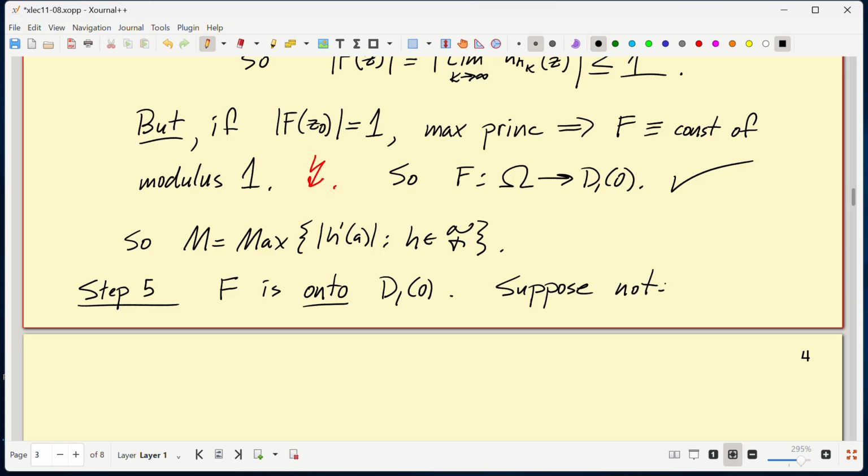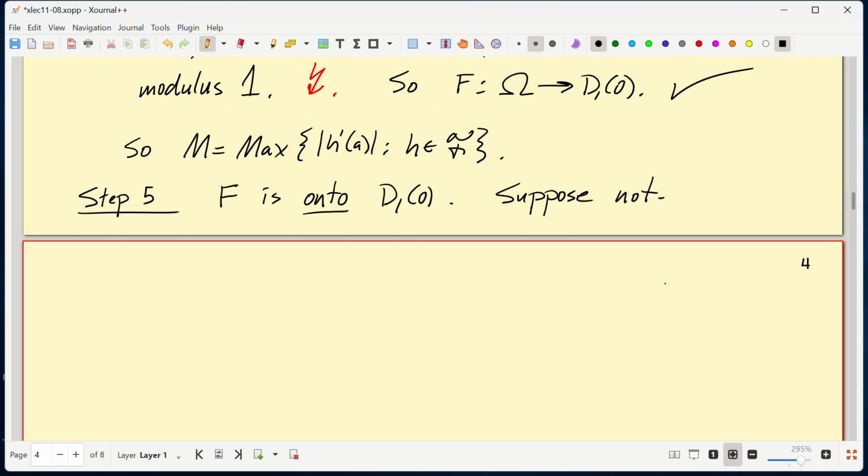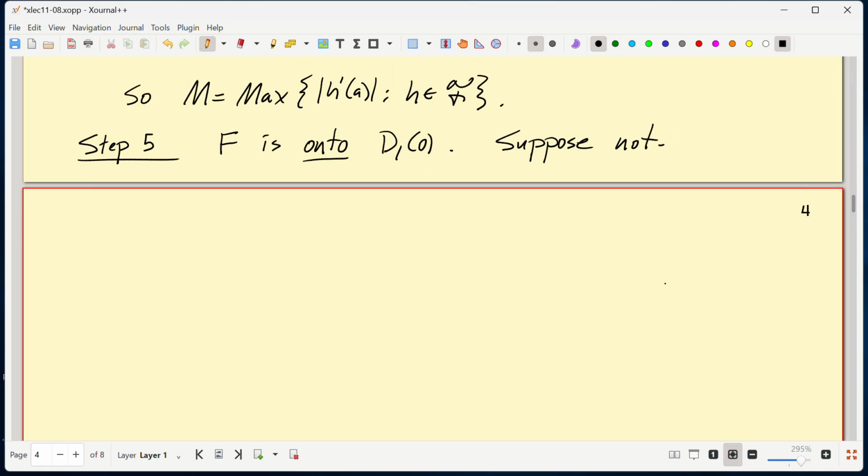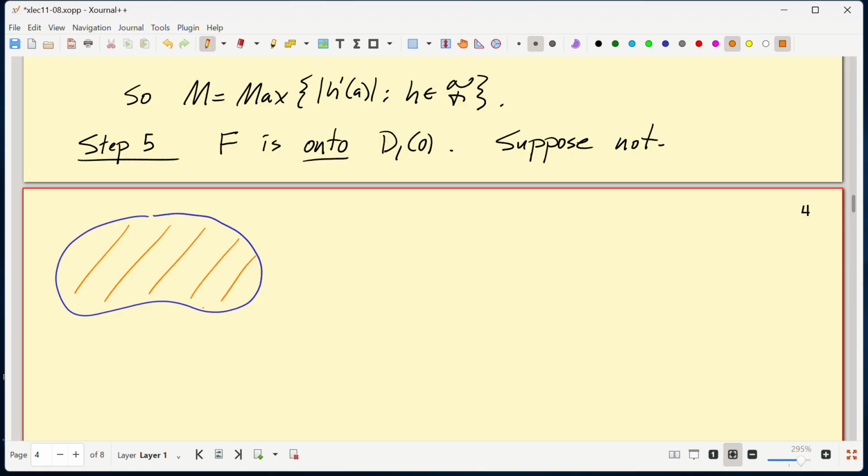I'm going to start drawing pictures now. It's kind of like those pictures I did in number 2. So I've got a simply connected blob. It doesn't have to be bounded, but every one I draw is bounded for some reason. This is my omega. I've got a point A. And let's suppose it's not onto. Okay, then I have my F, and it's going to map to the unit disk.